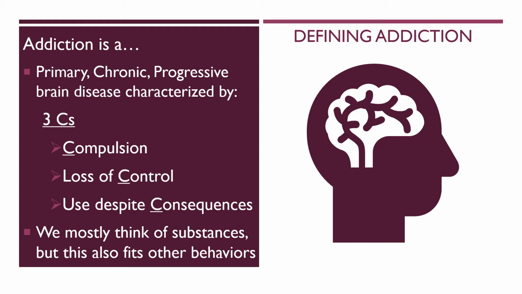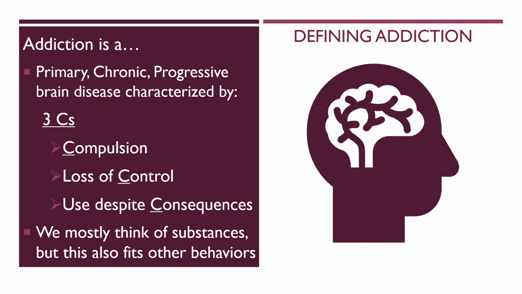So the first C is compulsion. The second C is a loss of control. And the third C is consequences, especially using despite increasing consequences. On the next slide, we're going to talk about these in a little bit more detail.